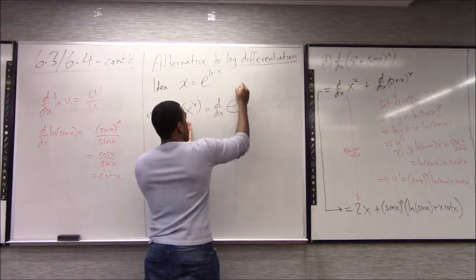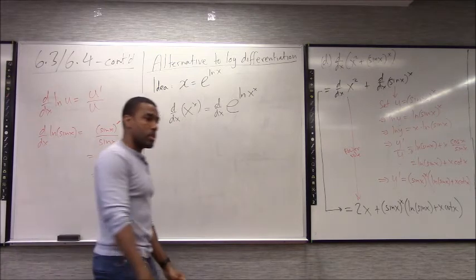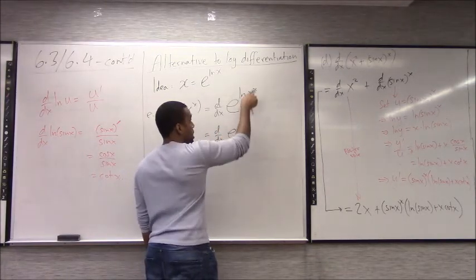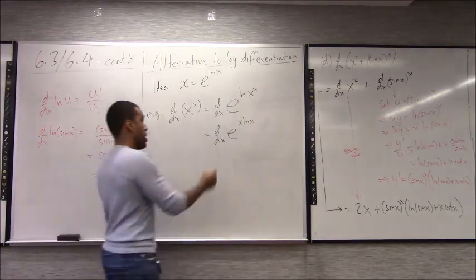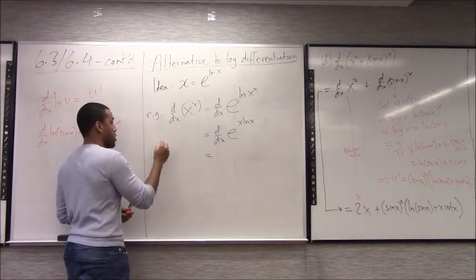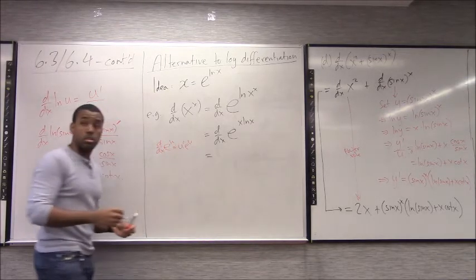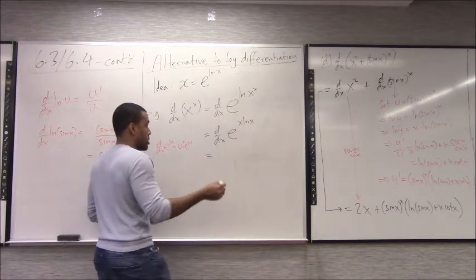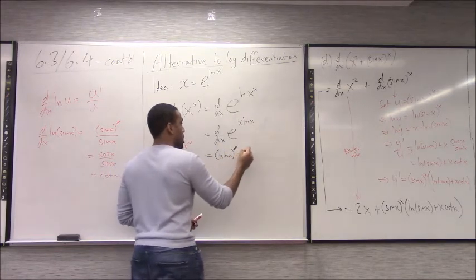as e to the ln of x to the x. That's valid. And now what you do is you do the log rule on the power. And now you apply the rule. You know that the derivative of e to anything is just the derivative of the power times the original function. So you're going to take the derivative of x ln x. This is just going to be the derivative of x ln x times the original function.